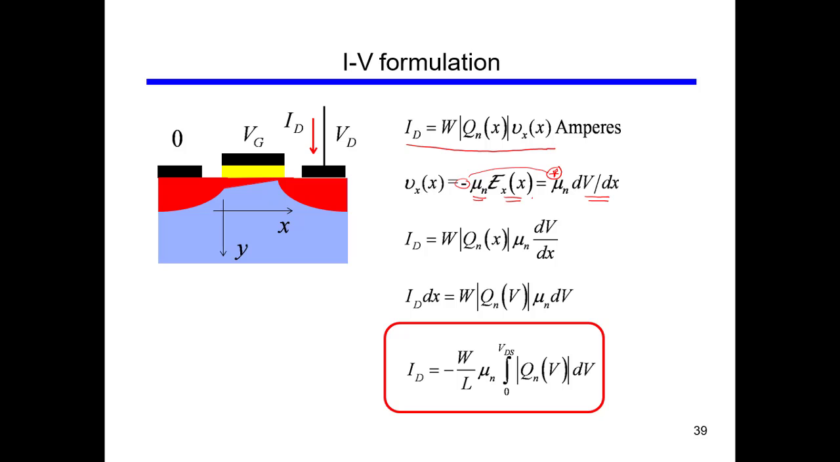We know this from the energy band diagram. So we can put the value of Vx here, and we get this formula, and we can take the dx on this side. So we have current as a function of charge and voltage, and we can integrate this formula, so we get this equation.